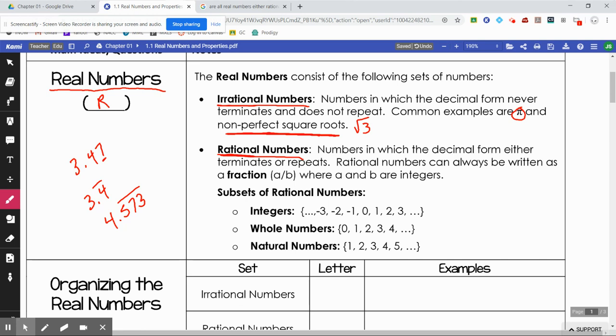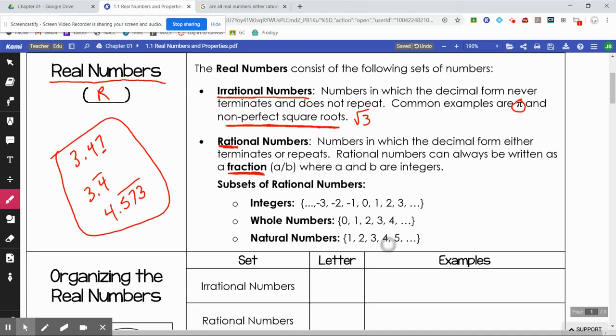So again, reminder of what I just said. Everything's either going to be rational or irrational. So anything that doesn't fall into this category is going to be an irrational number. Rational numbers can always be written as a fraction, very important. And that's actually where it gets its name, rational, because if you look at the root of rational, it is ratio, which is like a fraction. So anything that can be written as a fraction is a rational number, where a and b are integers.